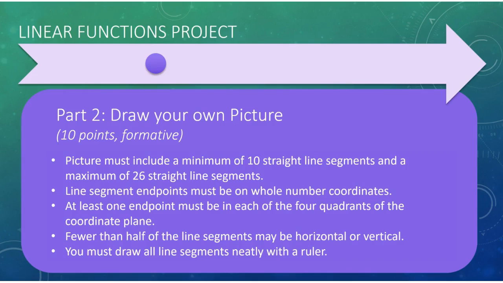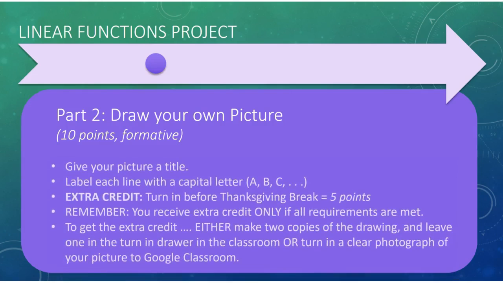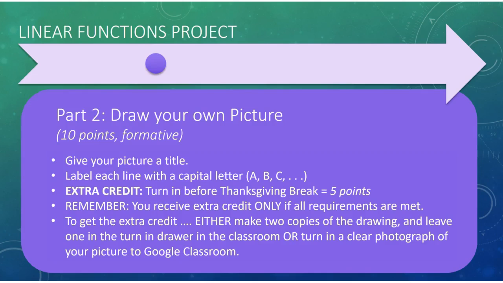Fewer than half your line segments can be horizontal or vertical. If you have 10 line segments, no more than 4 line segments can be horizontal or vertical. Use a ruler. Your grade will be lower if you do not. Name your picture. Label every line with a capital letter.